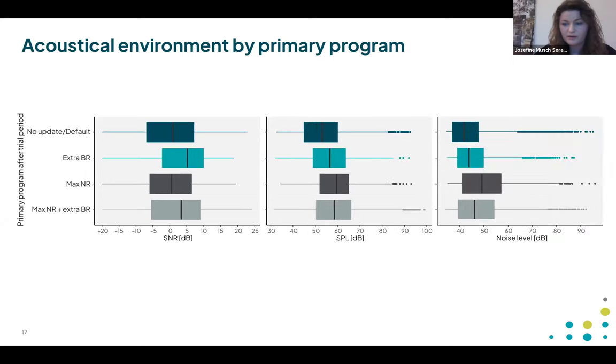I have also plotted the sound pressure level in the middle and the noise level on the right side. And here we see that the people who choose to update to a program that has maximum noise reduction generally find themselves in environments that are louder and more noisy. That's also not surprising, because you would think that people want more noise reduction when there's more noise.